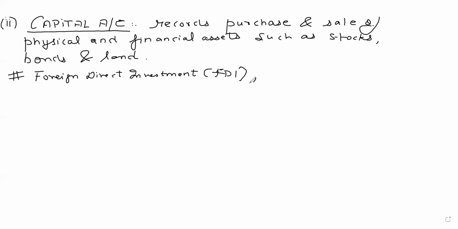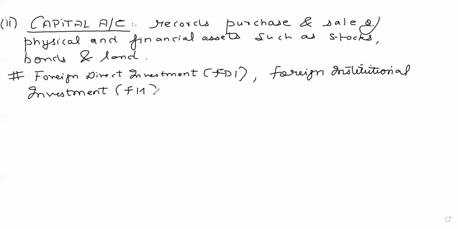Another example of transactions pertaining to the capital account would be foreign institutional investment. Foreign institutional investment is called FII. Now FII captures the transactions in which the foreigners are buying stock or bonds in the domestic economy.